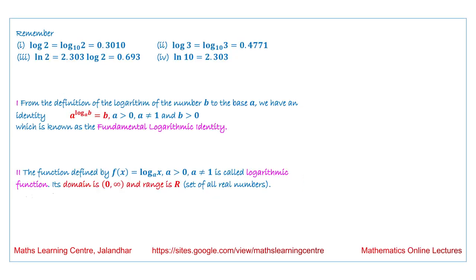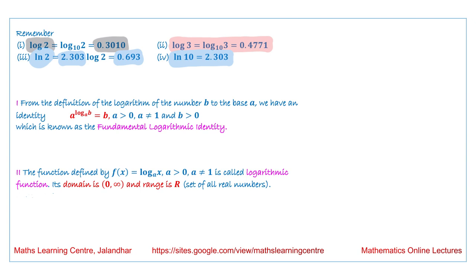These are the direct values you should remember. First, the log of the number 2 to the base 10 has the value 0.3010. Next is log 3 to the base 10, which is 0.4771. And if we are calculating the natural log of 2, we have to multiply this with 2.303. The answer we have is 0.693, and natural log of 10 is 2.303.